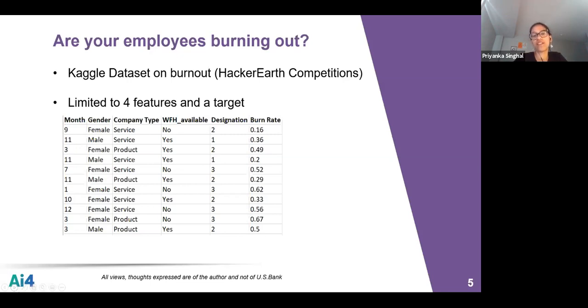So what this data is about is, are your employees burning out? Which is a pretty concerning and a very true problem that companies are facing right now with the COVID pandemic. So the features I have here are month, gender, company type, whether work from home is available or not, and designation. And there is burnout prediction. I've removed gender, so then we have just four features, and the prediction is the burn rate.